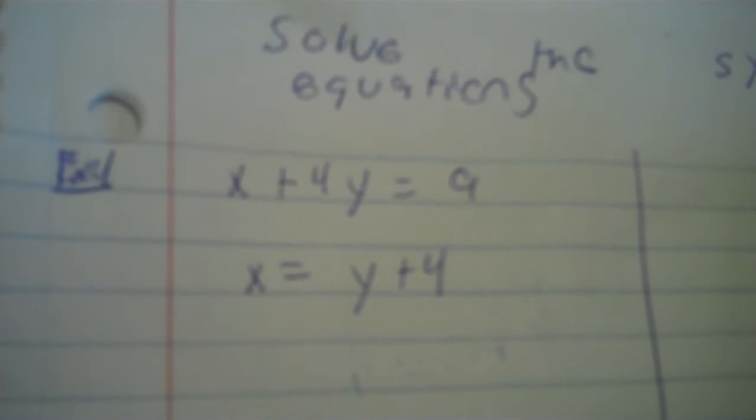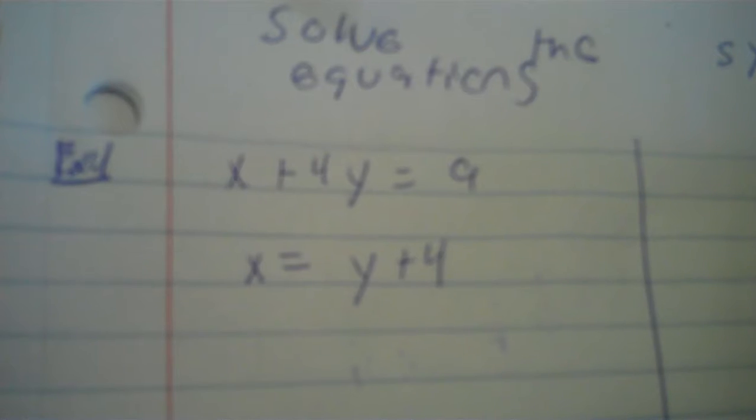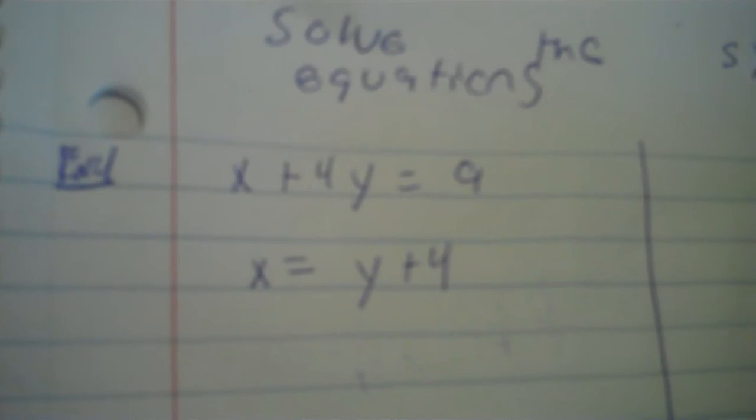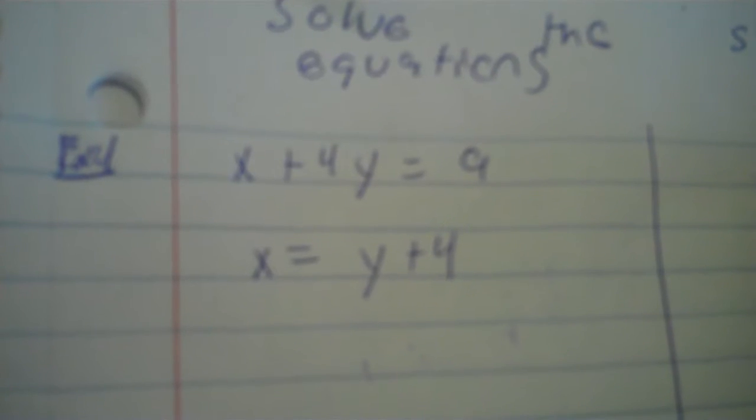Okay, solve the system of equations. Here's the first one, example 1. You've got x plus 4y equals 9, and then you've got x equals y plus 4. Again, that's x plus 4y equals 9, x equals y plus 4. So you have to solve for x and y in the system.